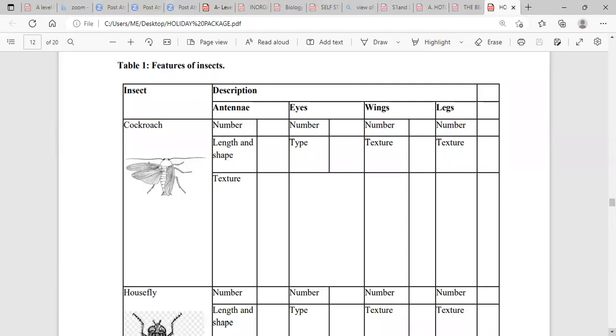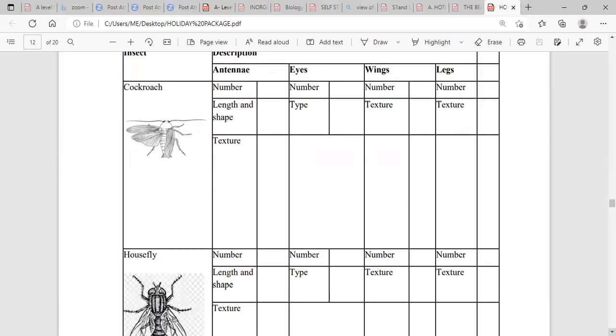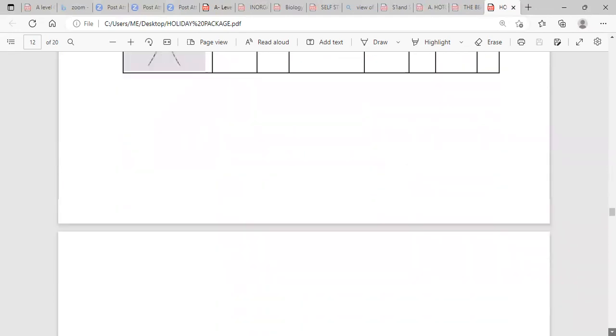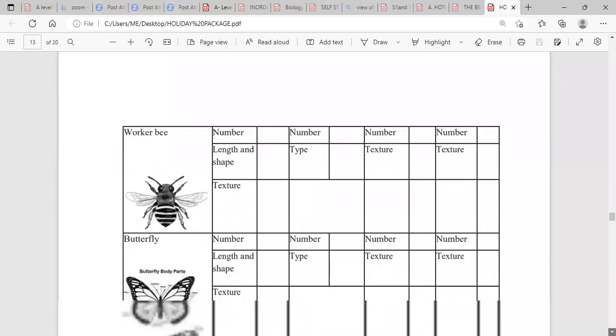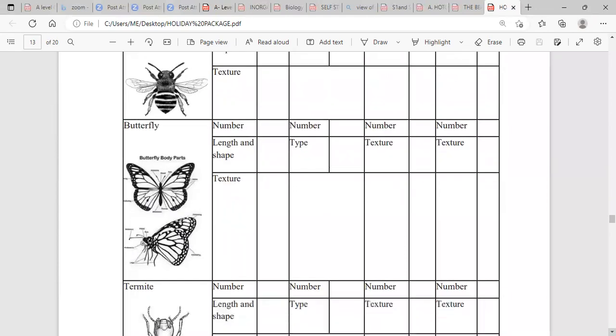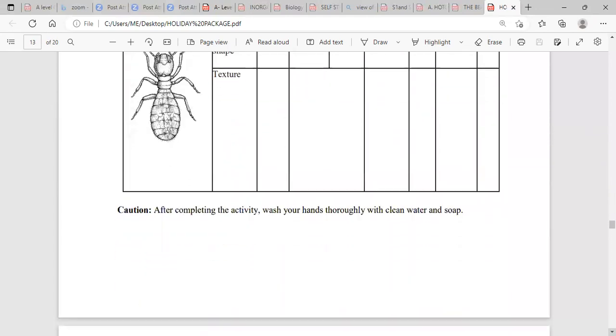You also look at the wings. Count them in number and look at the texture of the wings. And then look at the legs. Count them in number and look at the texture. Do this for all these organisms: the cockroach, the housefly, the mosquito, the worker bee, the butterfly, and the termite.